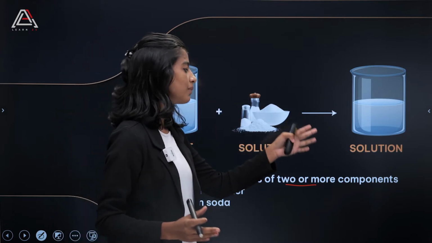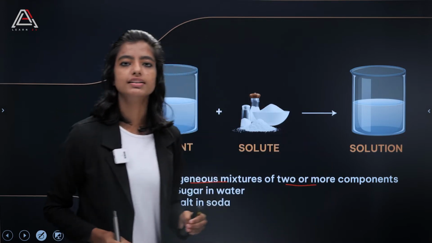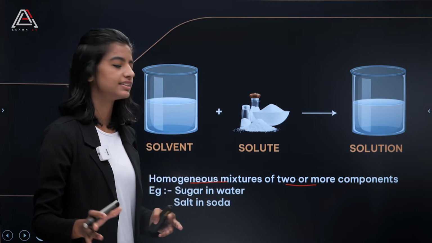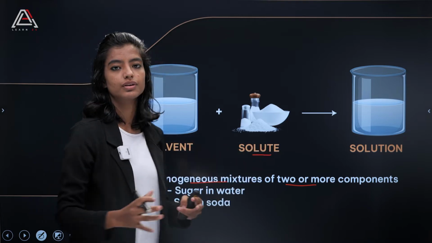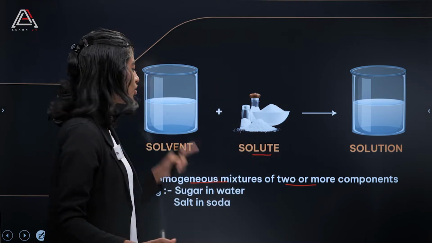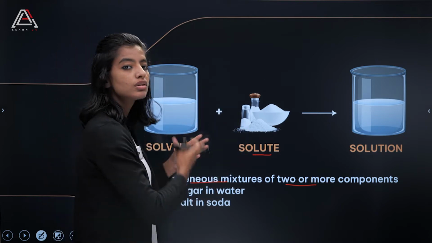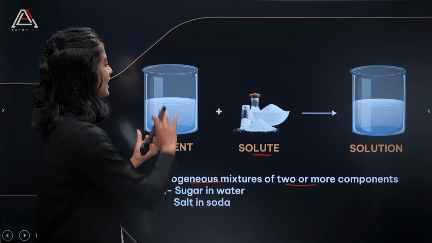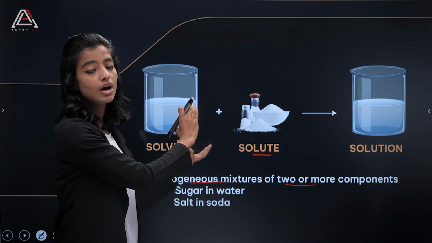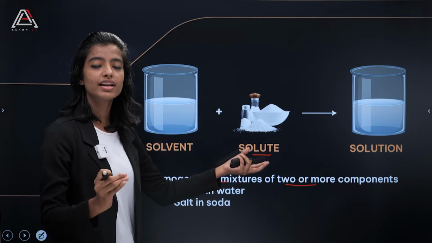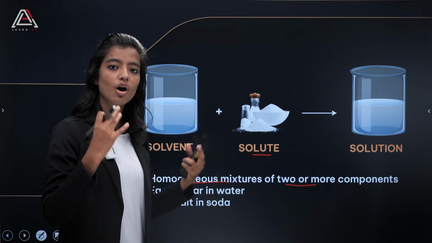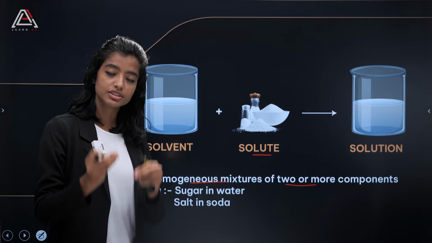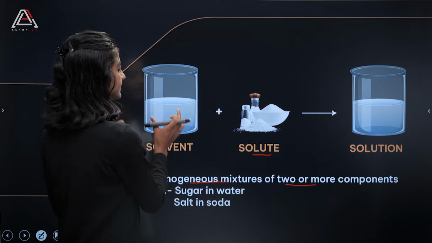Now, the solution must contain two or more components. At least it should contain two components in it. What are those two components? The solvent and solute. The solution must contain one solvent and one or more solutes in it. What is solvent and solute? Solvent is the component that is present in the larger quantity, and the solute is the component which is present in a lower quantity, or the component which is dissolved is called the solute, or the component which dissolves the other component is called the solvent.